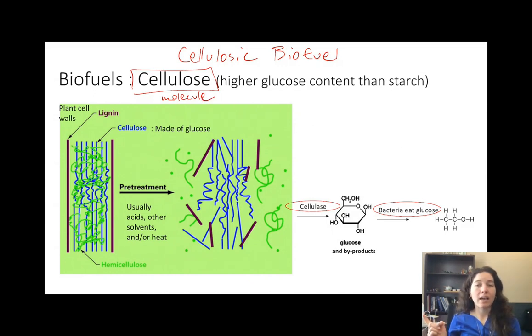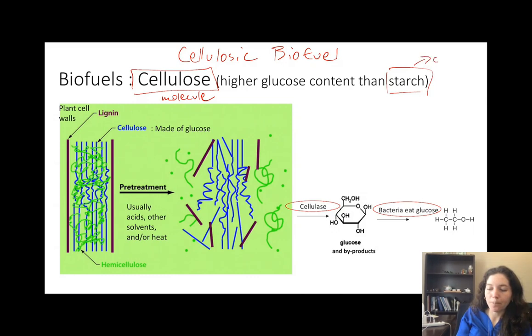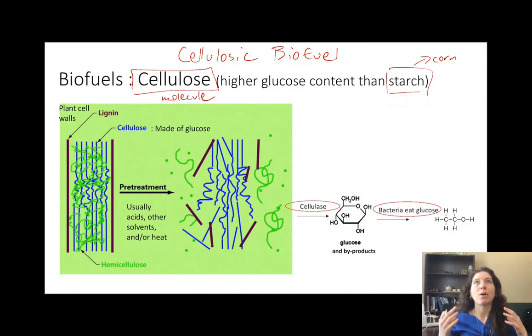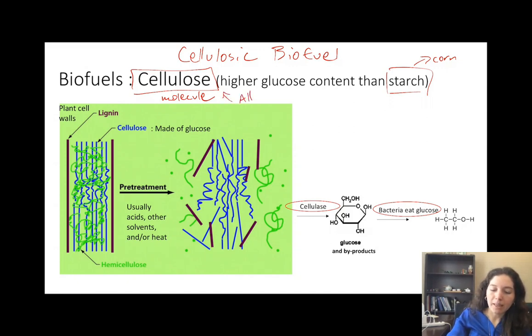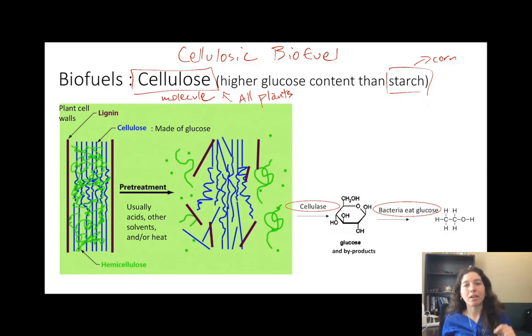Previously, we had said that the biofuel that's being made that's being turned into ethanol is coming from starch, which comes from corn. So this one comes from cellulose. Now, cellulose doesn't come from corn. It comes from all plants, all plant material. So this means any plant material can be turned into energy. We don't have to use corn.